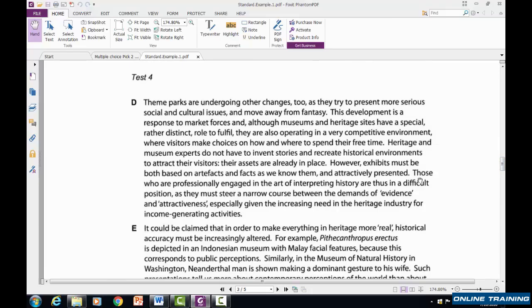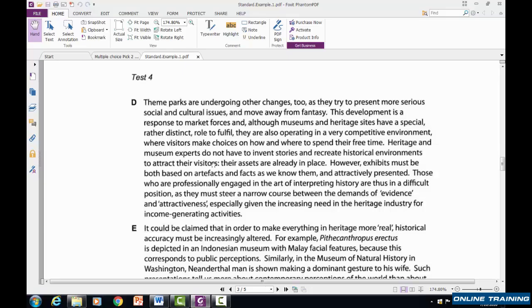All right, so look right here. It says those who are professionally engaged in the art of interpreting history. When it's talking about that, it's talking about them. When it says professionally engaged, they're talking about experts in the art of interpreting history. They're talking about them preparing an exhibit.